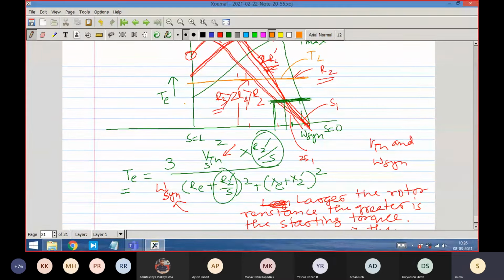So from the starting point of view, having higher resistance is good, but under the rated running condition it is not good because it will have more copper loss, the machine will be thermally worse and the efficiency will be bad, right? So you may wonder why I am talking about this. You already know that rotor resistance is a frozen thing, because the squirrel cage machine has no extra terminal.